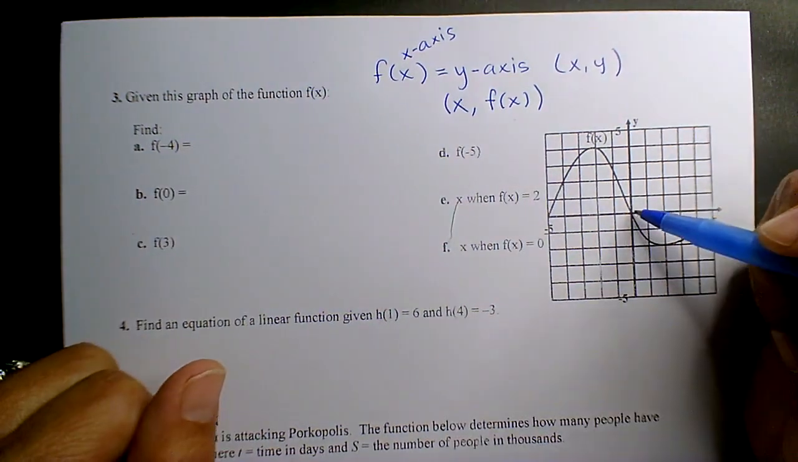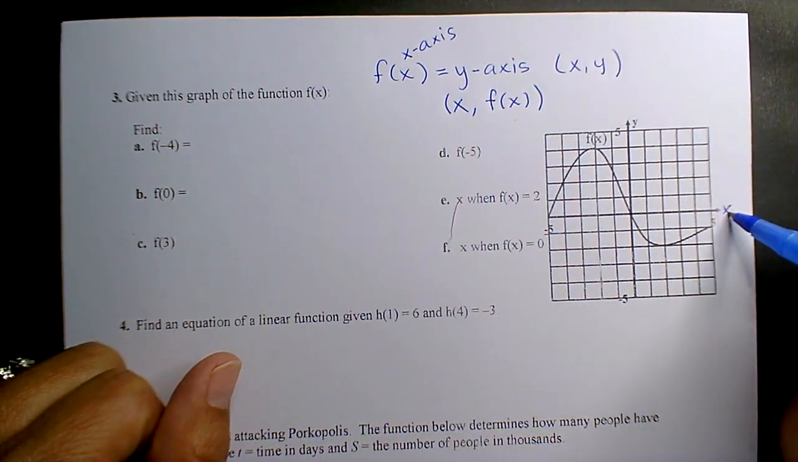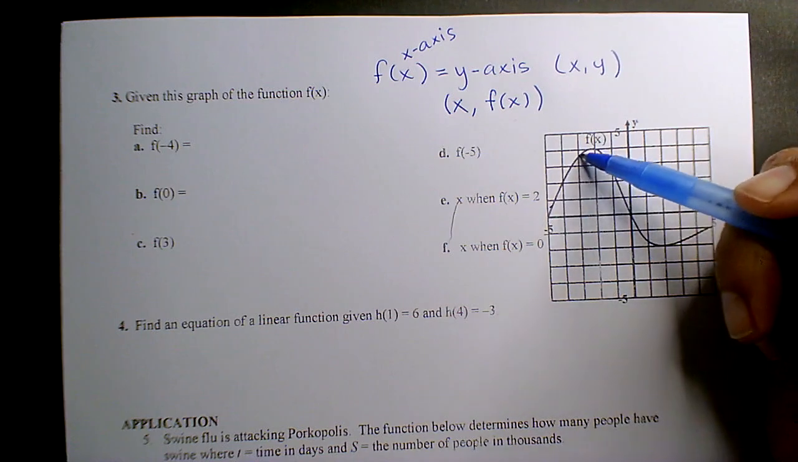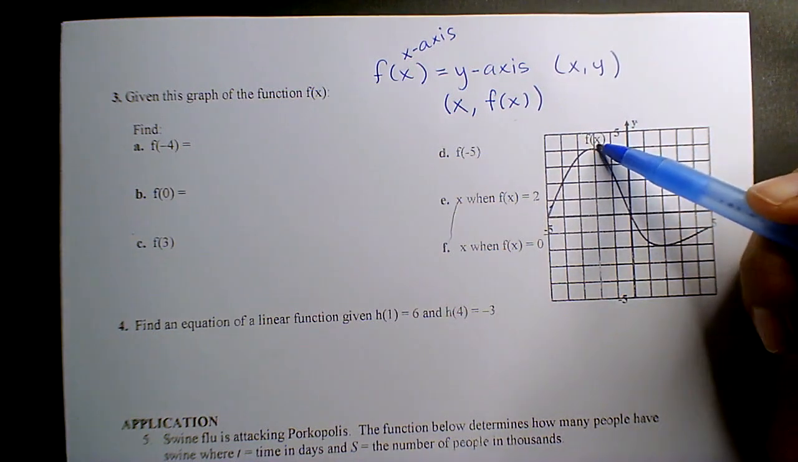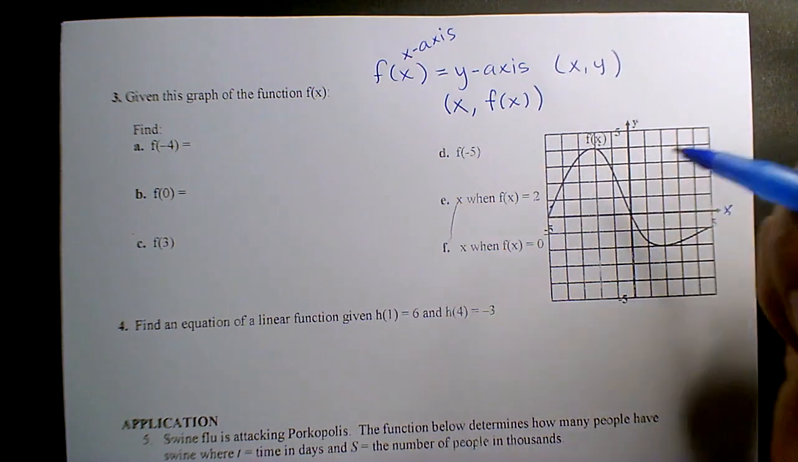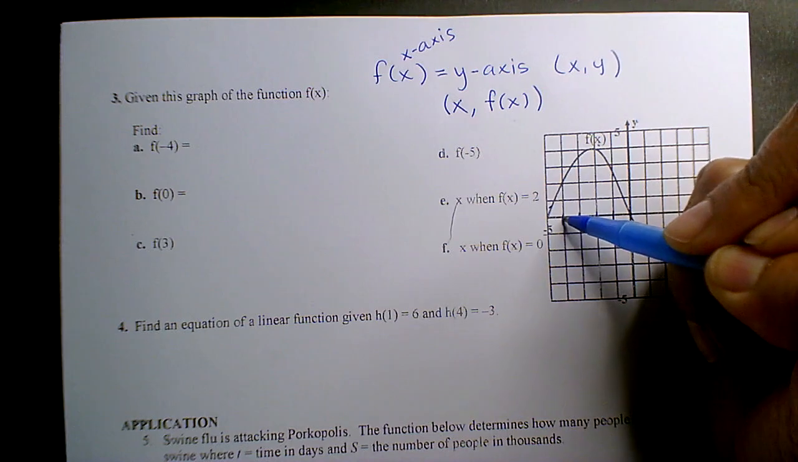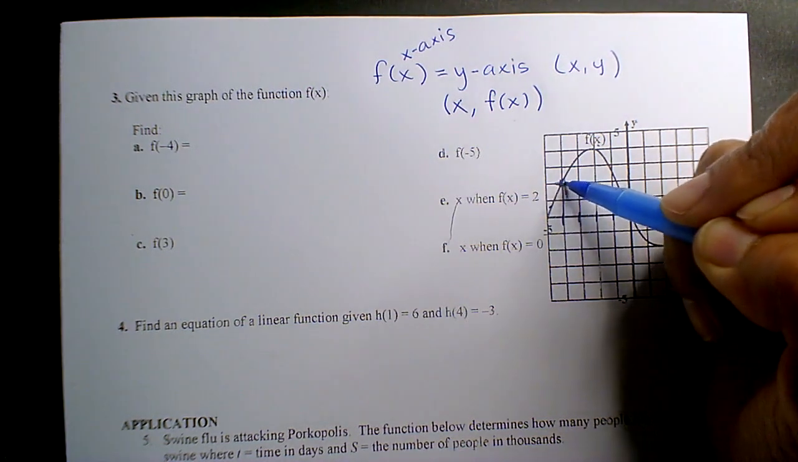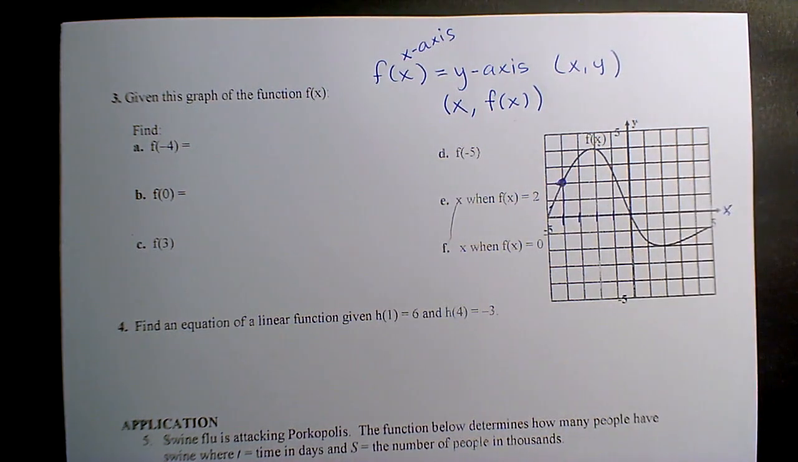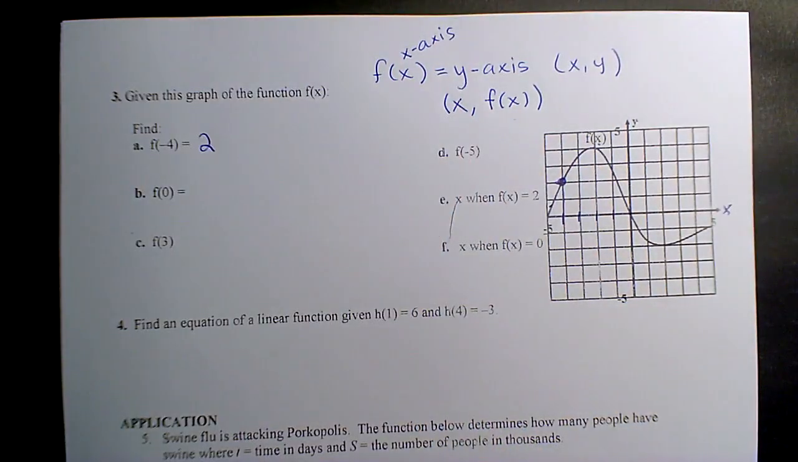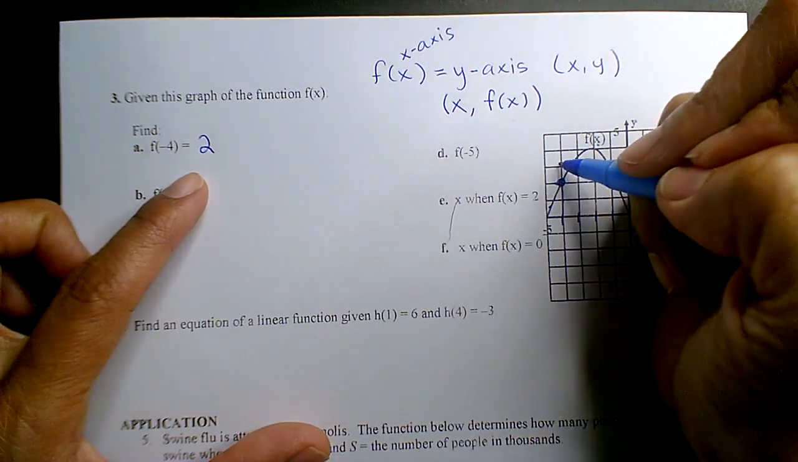So this is my origin. This is your x-axis. This is your f of x, but they show y. They even have f of x on the function. See how it's labeled f of x? So -4, -1, -2, -3, -4. I move up, I find the point, and what's the y value? 2, right? And so you put a 2, because the point is -4, 2.